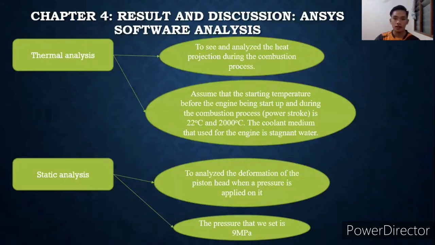So this is the ANSYS software analysis, which is divided into two parts: the thermal analysis and the static analysis. In thermal analysis, we analyze the heat projection during the combustion process. We have assumed that the starting temperature before the engine is started up is 22 degrees Celsius, and during the combustion process it is 2000 degrees Celsius. We use stagnant water for the coolant medium.